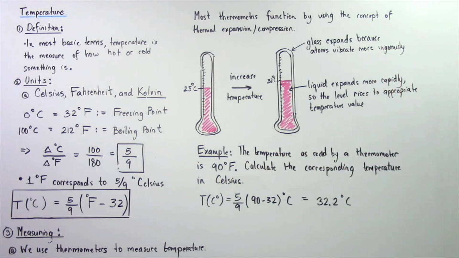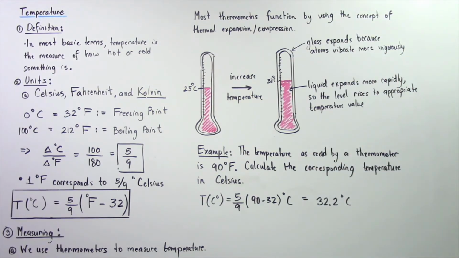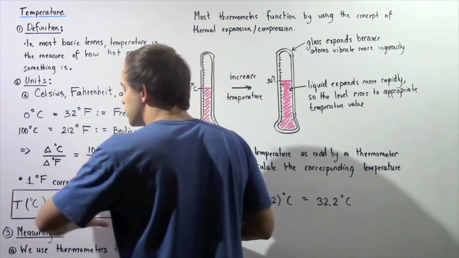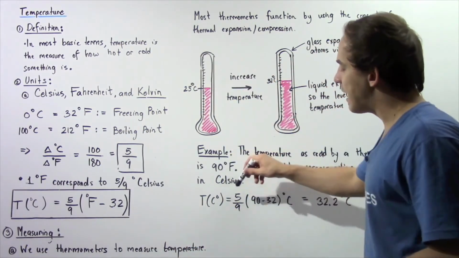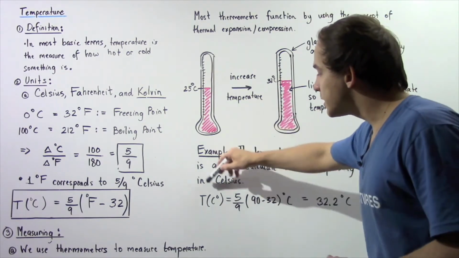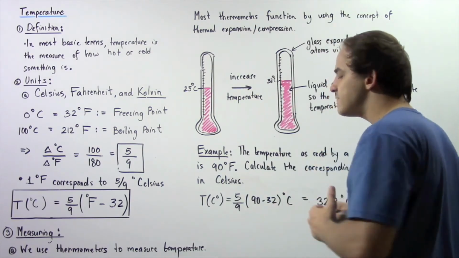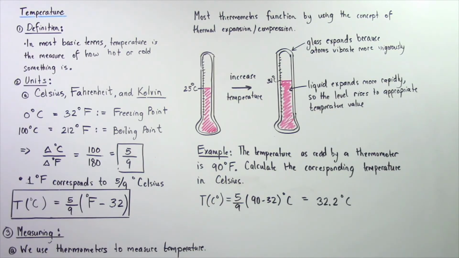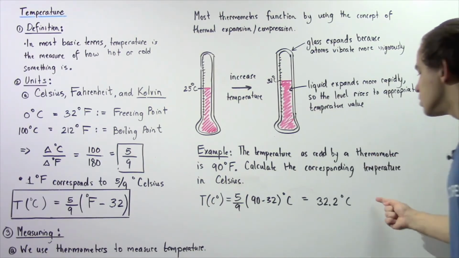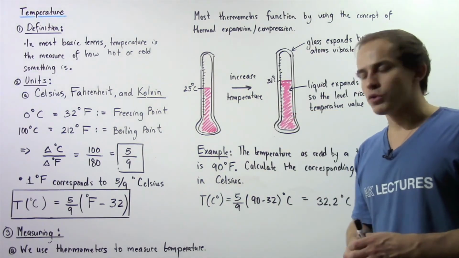So let's look at the following example. The temperature as read by a thermometer is 90 degrees Fahrenheit. Calculate the corresponding temperature in Celsius. We essentially want to use this equation: the temperature in Celsius, which we want to find, is equal to 5 divided by 9 multiplied by the given temperature in Fahrenheit, 90, minus 32. So we subtract these values, multiply by 5 divided by 9, and we obtain a value of 32.2 degrees Celsius. This is the value in Celsius that corresponds to 90 degrees Fahrenheit.